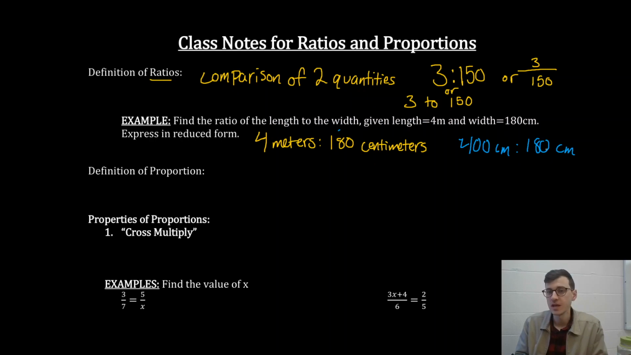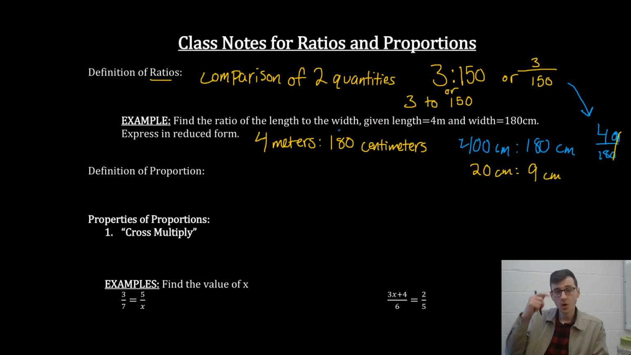Now let's see if we can simplify this even further. You could think about this like the fractional form that we saw earlier, 400 over 180. If we simplify that, the zeros go away. 40 and 18 simplifies to 20 over 9. So length to width was 4 meters to 180 centimeters, but we can shrink that down and get it simplified into 20 to 9.